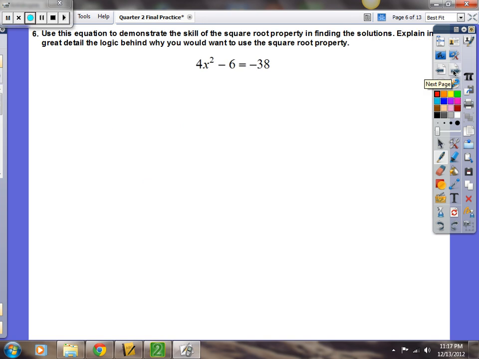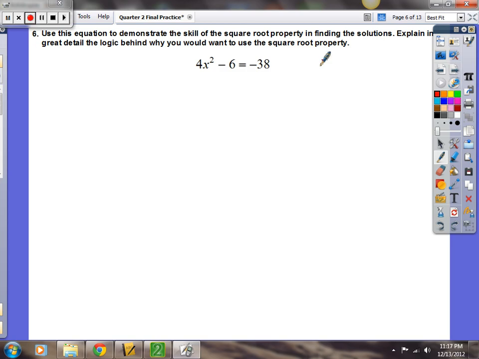Okay, now use this equation to demonstrate the skill of the square root property. So you still got to find the answers, but we're going to use a different approach. Explain in great detail the logic behind why you would want to use this.